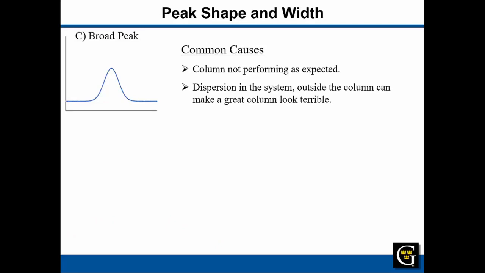So in a situation like this, we can try replacing the column to see if the column itself is the problem. And if we suspect that the problem is in the rest of the LC system, then we have to work through systematically and try to find the part of the system that's actually causing the peak broadening.